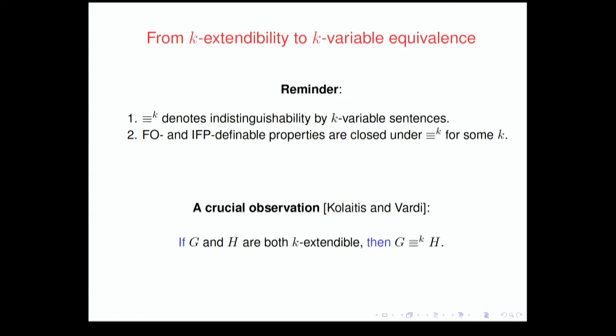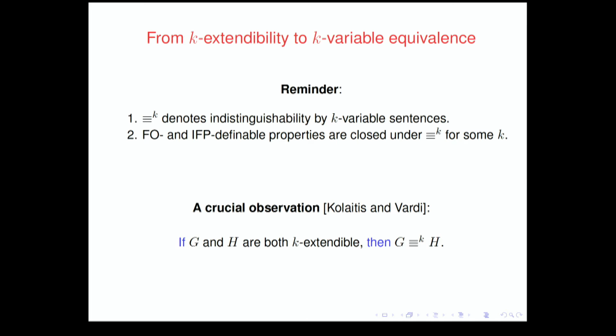Now, a crucial observation is the following. We were looking at the models of the k extension axioms. And it turns out that if you look at all of them, then you get a single model, which is the Rado graph. But if you look at a finite number of them, or in particular a single one, two graphs are k extendable, then that is enough to guarantee that these two graphs are going to be indistinguishable by k variable sentences.